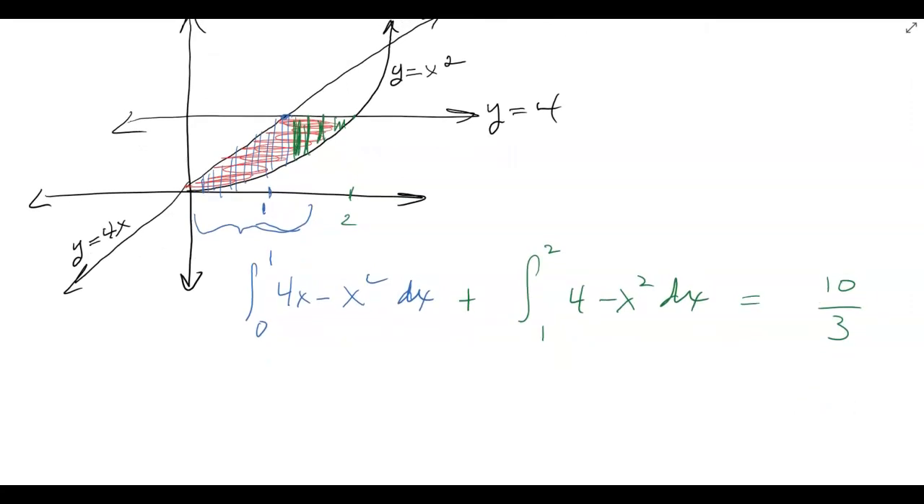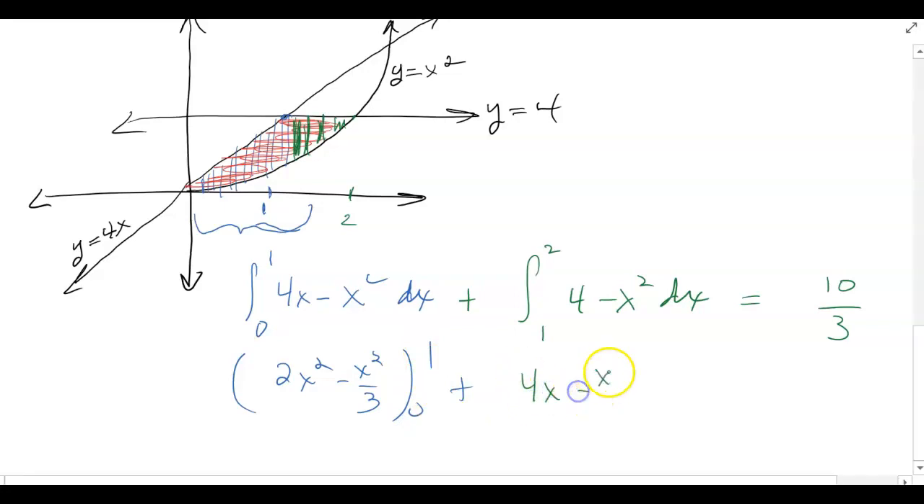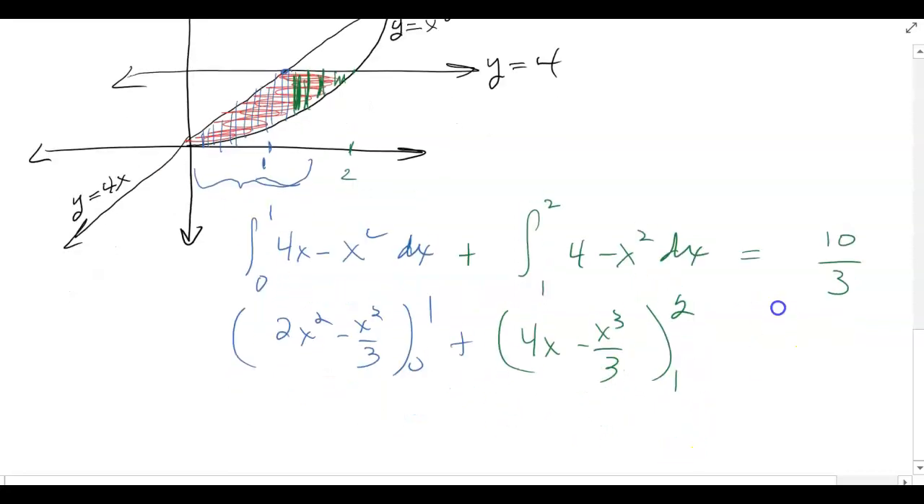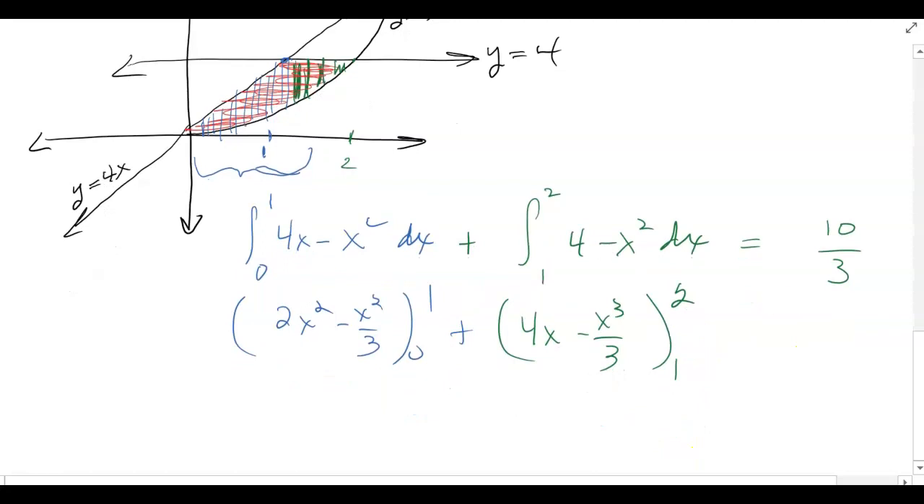Look, so real quick, what do we have? We have 2x squared, because when you bring up the square and divide by 2, the 4 becomes a 2, minus x cubed over 3. That's going to go from 0 to 1. And then for the green region, we have 4x minus x cubed over 3, and that's going to go from 1 to 2. You've got to plug everything in, and that's where you're going to get your 10/3 from. You're going to have to deal with some fractions, and there's a lot of arithmetic to do there, but it can be done.